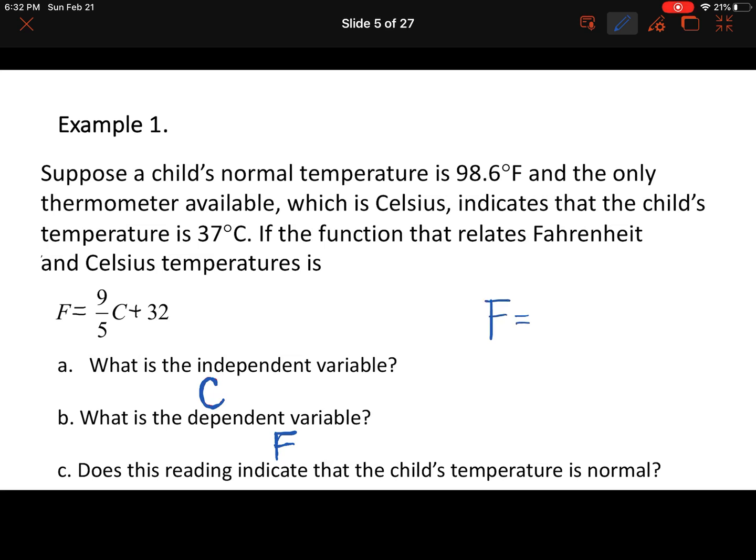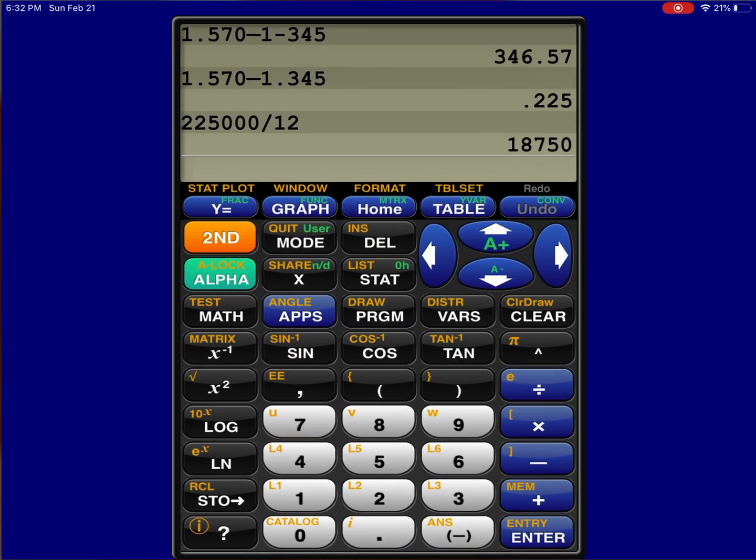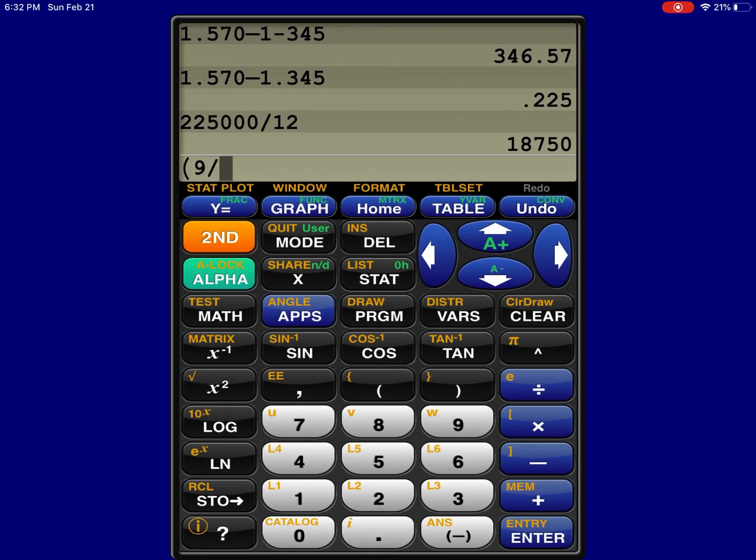Fahrenheit is equal to 9/5 times 37 degrees Celsius plus 32. And we'll get us a quick little answer that'll tell us Fahrenheit. Let's drop that off in a calculator. We have 9/5 times 37 plus 32.